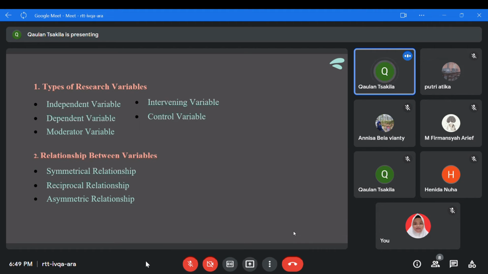And then reciprocal relationship is a relationship between two variables, meaning that one variable can be both a cause and an effect on other variables. So it cannot be determined which variable is the cause or which variable is the result. And then asymmetric relationship is a relationship between variables where one variable affects another variable, but is not reciprocal.